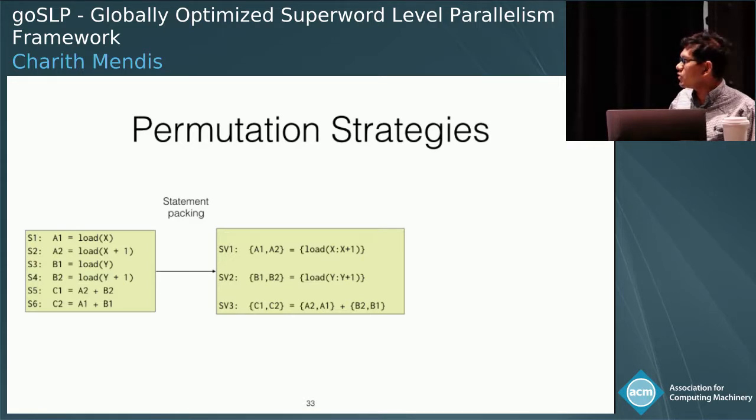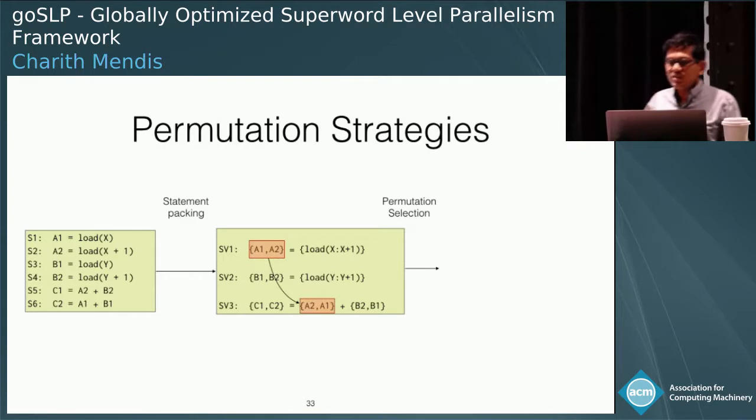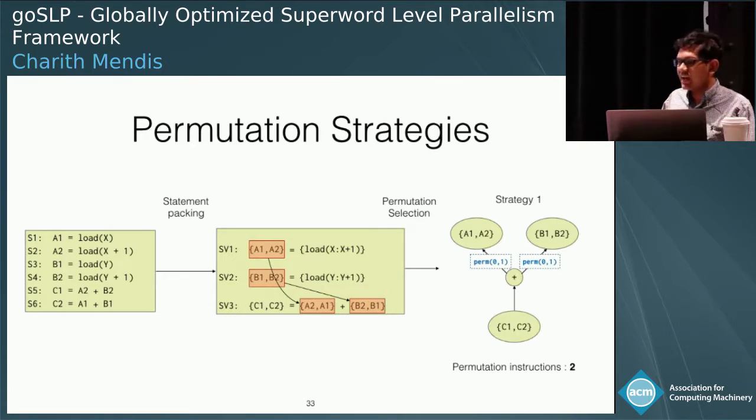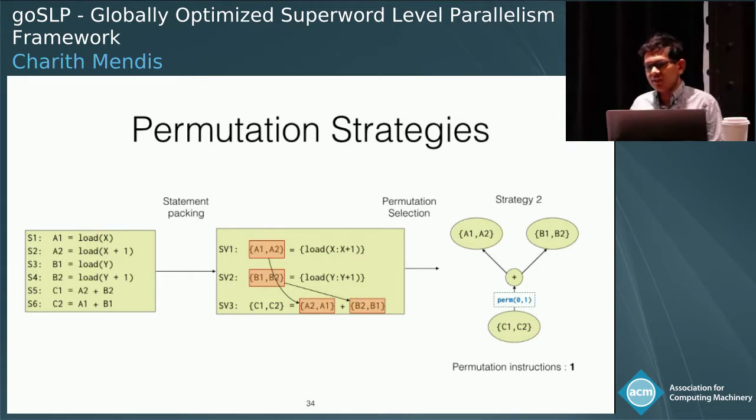But if you look closely at its use-def chain, the vectorized values are used in an interleaved fashion or in a reversed fashion. So once you have loaded these values, you need to either permute them first and compute the addition operation, but this incurs two permutation instructions. But rather, what we could do is load the values and compute the addition operation on those loaded values, and then permute the result and store it back to C1 and C2. This only incurs one permutation instruction.